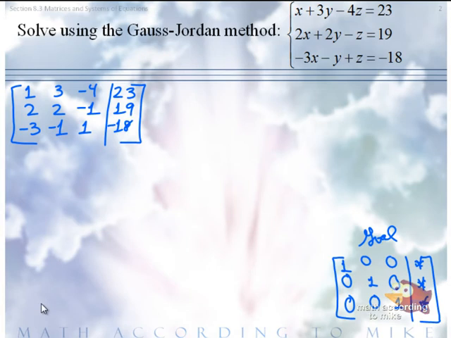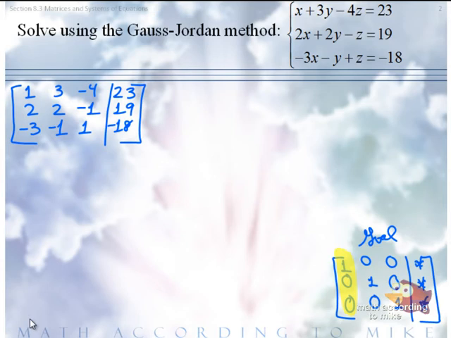So when we do this, we are only focusing on one column at a time. So as suggested, start with the leftmost column. We need a 1 in the 1, 1 position and zeros everywhere else in that column.